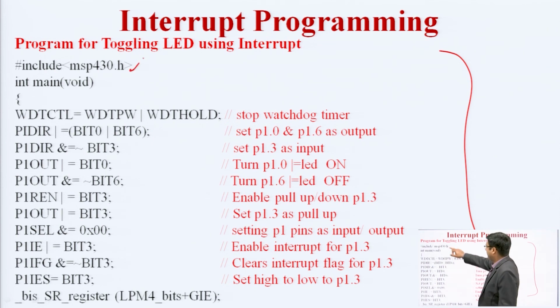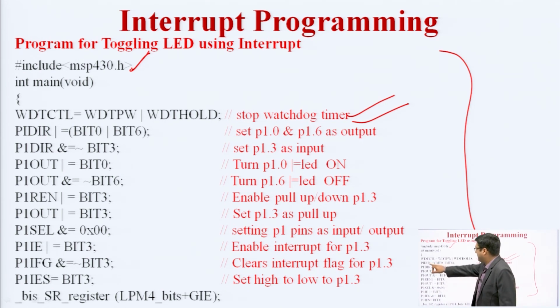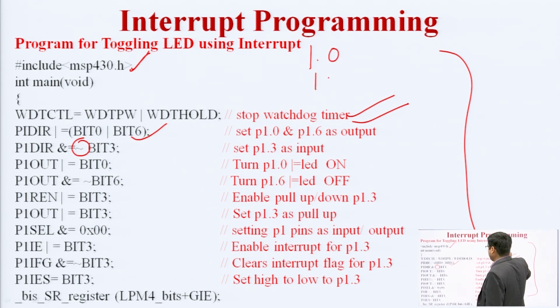We will use the header files. This is a set of libraries used for embedded C programming. We will stop the watchdog timer. We will disable the watchdog timer. We will configure our LEDs on P1.0 and P1.6. We will invert the bit, because the LED is connected. LED1 is connected to P1.0 and LED2 is connected to P1.6.